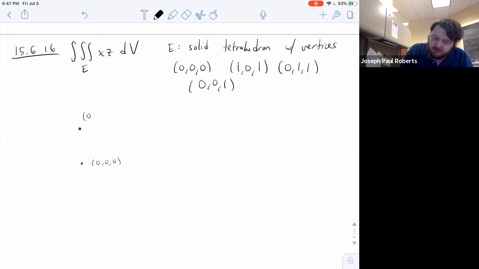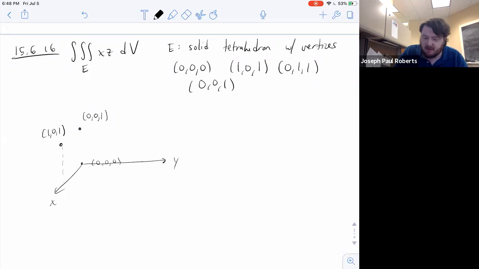We have 0, 0, 1, which of course is just directly above it. I could put my x and y axes like this, and then I have 1, 0, 1, which is going to be here above the x-axis, and then 0, 1, 1, which is here on the y-axis. So it sounds like we have this horizontal top triangle, and then we have this situation going on. So it sounds like this is our solid region.